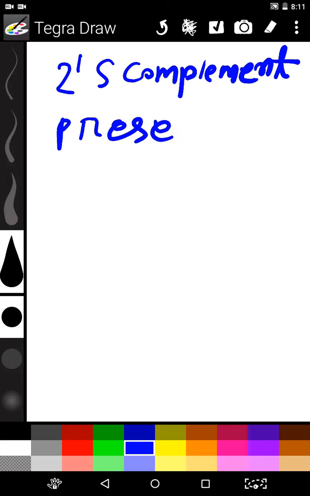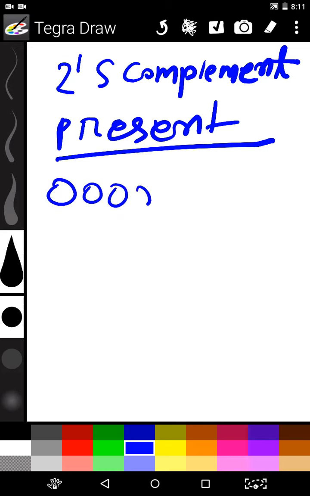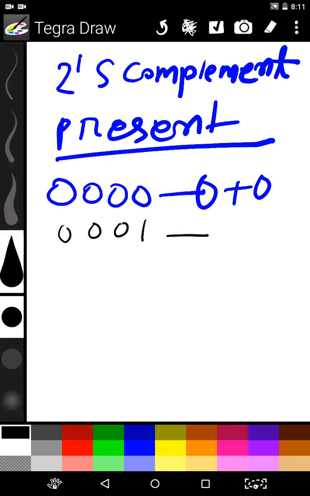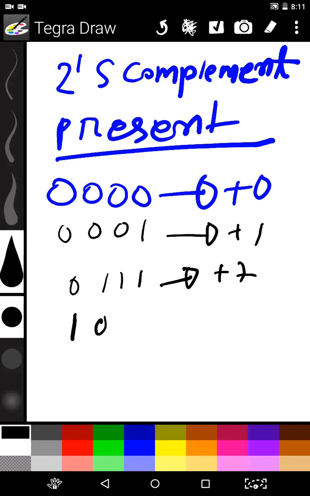Now the range of the 2s complement representation. The range can be calculated: 0 0 0 0 represents +0, 0 0 0 1 represents +1, 0 1 1 1 represents +7, and 1 0 0 0 represents -8.